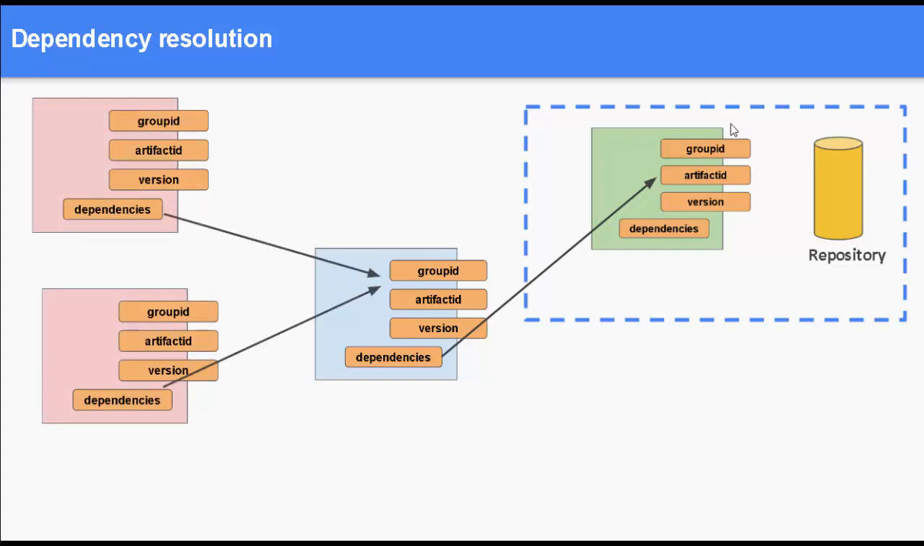If my project is in my local directory, it will look in the local directory. If my jar files or artifacts are hosted on some server or publicly, it will look for the public repository from where it will try to download. So this is the way the dependency resolution works.